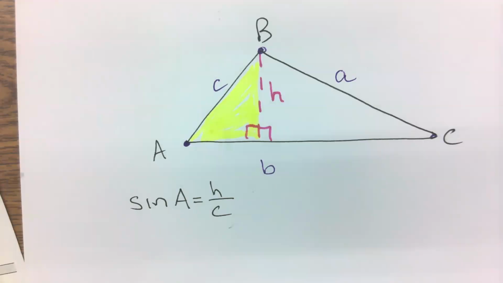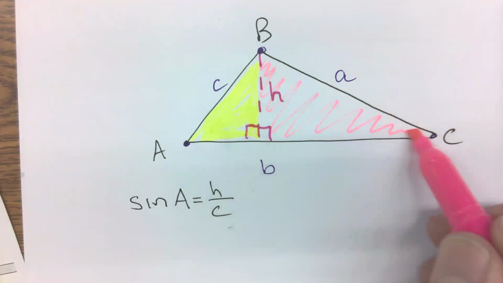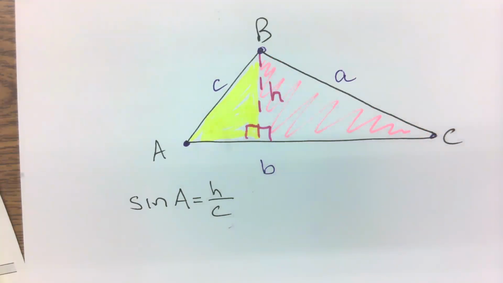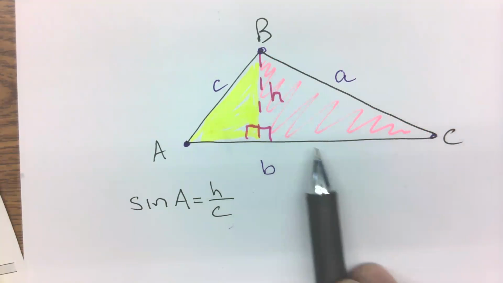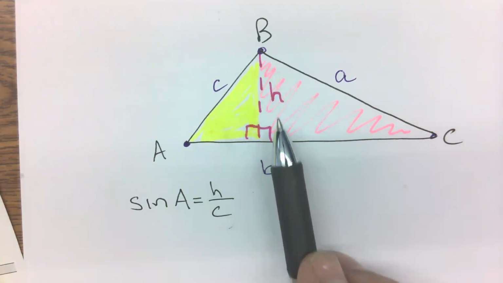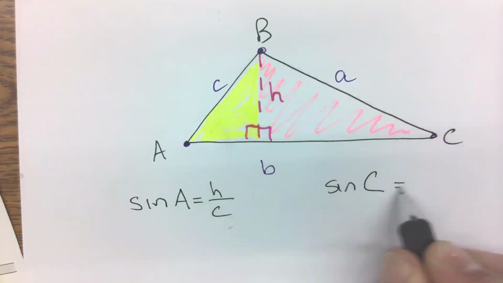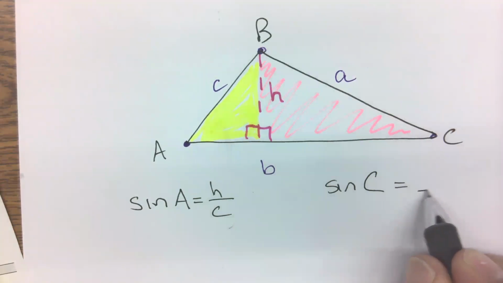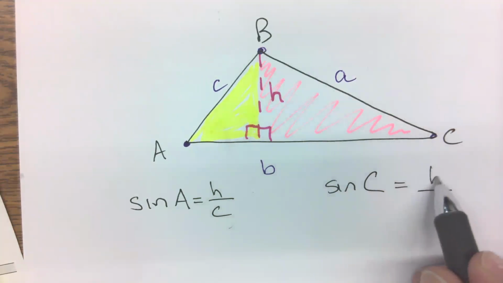Everyone okay with that? Now I'm going to do the same thing over here. Here's another triangle. It's also a right triangle. And I want to use angle C. And again, I don't have this adjacent side, but I do have the opposite and the hypotenuse again. So I can say that sine of angle C is equal to what? h over a.